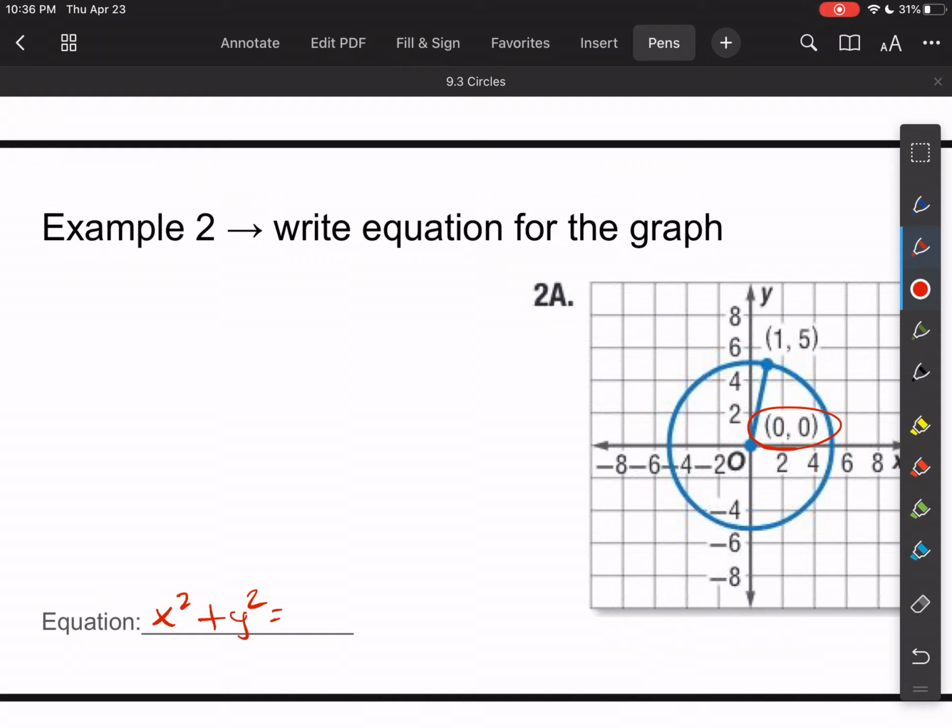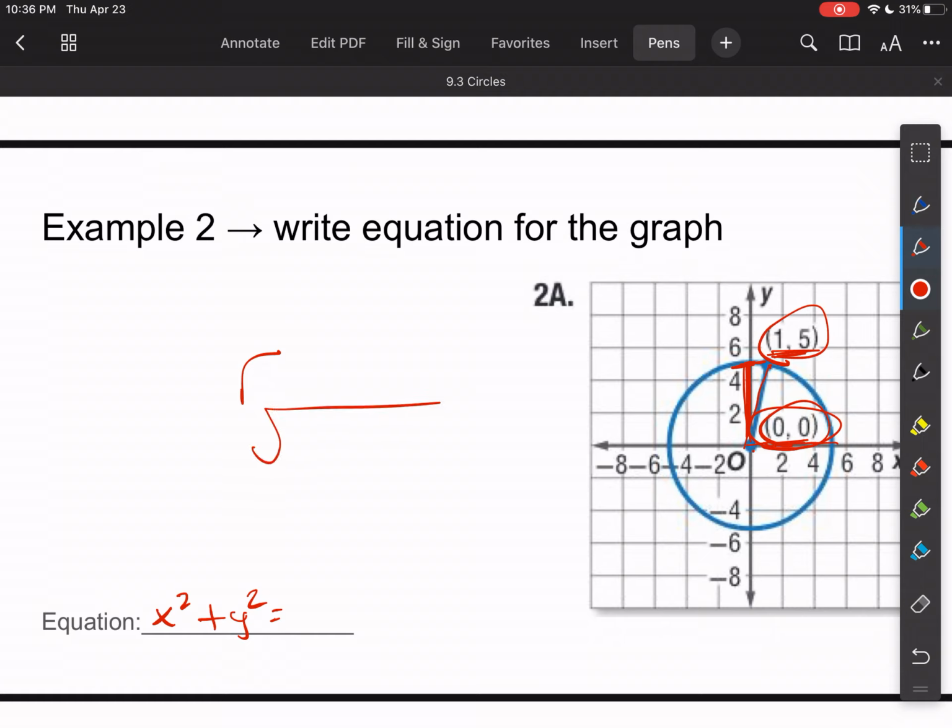Now here's the tricky part. What is r? We don't know exactly where this radius here crosses, right? We know it's around 5, but we don't know exactly where it is. So what I have to do is find r using my distance formula. Again, the radius is just the distance from a point on the circle to the center. They gave us a point that's on the circle, and they gave us the center, so let's find the distance.